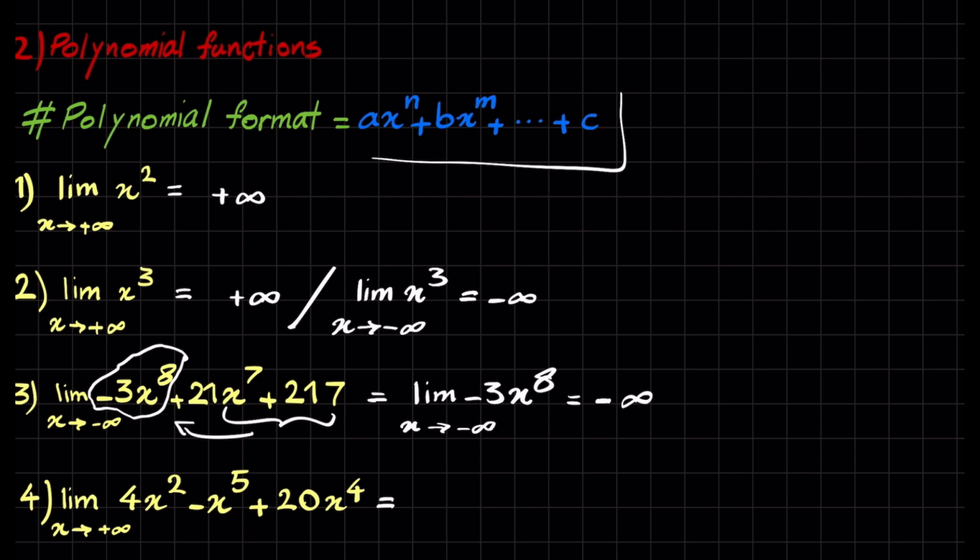The 4x squared minus x to the power of 5 plus 2x to the power of 4. We're going to select the highest term and write it down, which is the more significant one. Well, technically the most significant. And then the limit of negative x to the power of 5 as x approaches positive infinity would be negative infinity.